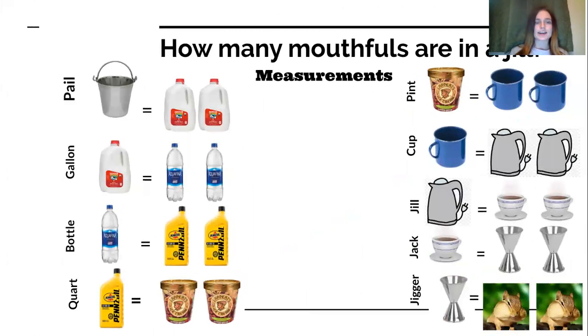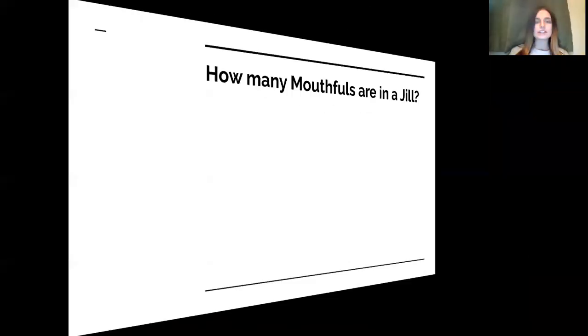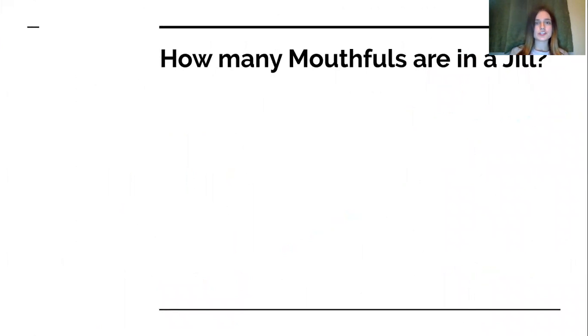So question 4 asks us, how many mouthfuls are in a gill? And we are given the measurements. 1 pail equals 2 gallons. 1 gallon equals 2 bottles. 1 bottle equals 2 quarts. 1 quart equals 2 pints. 1 pint equals 2 cups. 1 cup equals 2 gills. 1 gill equals 2 jacks. 1 jack equals 2 jiggers. And 1 jigger equals 2 mouthfuls. So how many mouthfuls are in a gill?